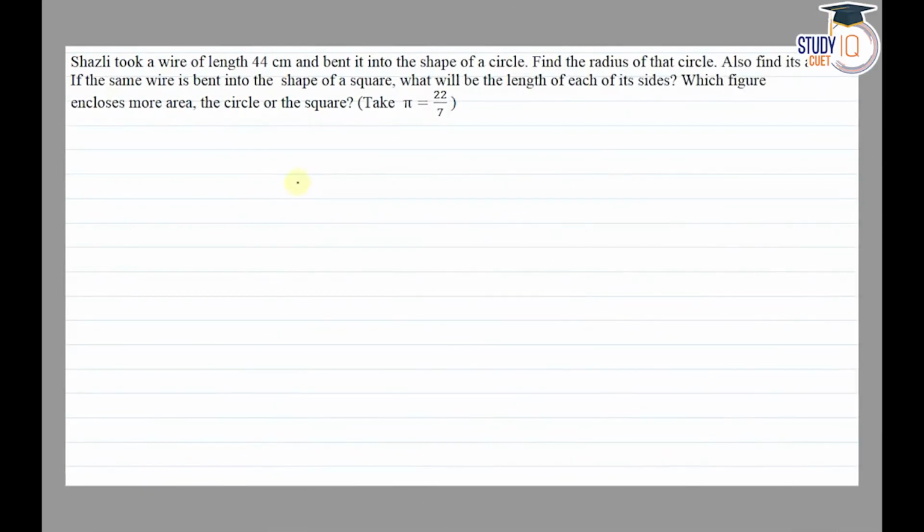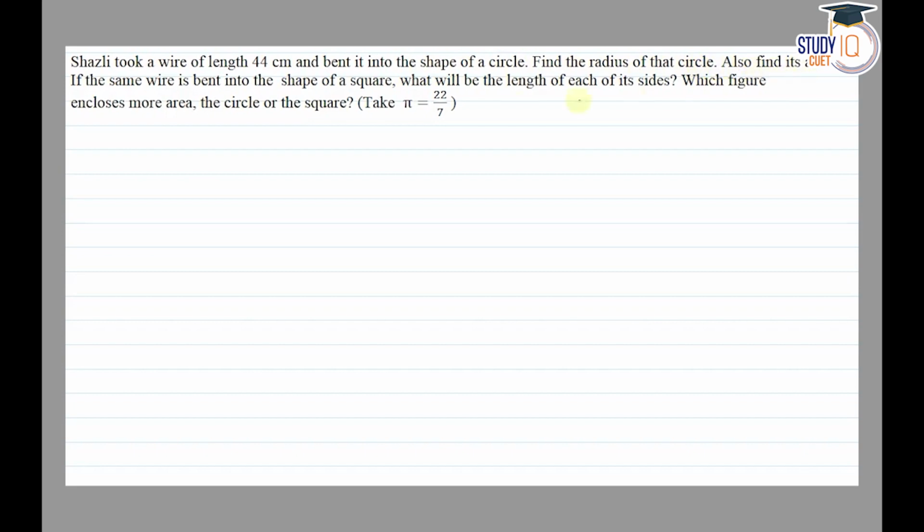Hello everyone, this question appears in the class 7th NCERT chapter of perimeter and area. This is the ninth question of exercise 11.3. The question says that Shazli took a wire of length 44 centimeter and bent it into the shape of a circle. Find the radius of that circle.